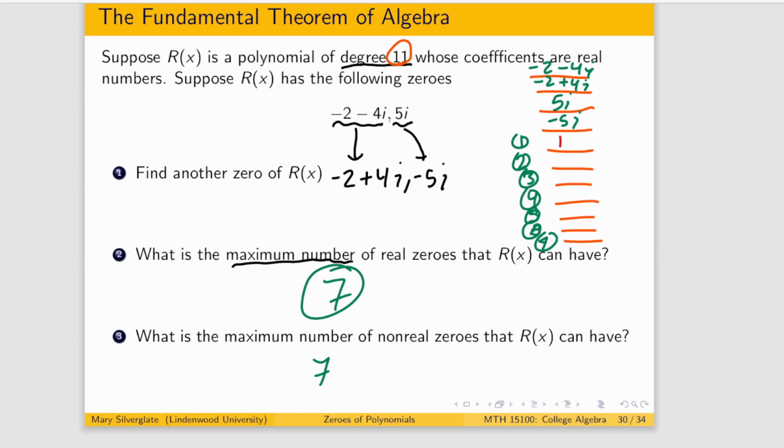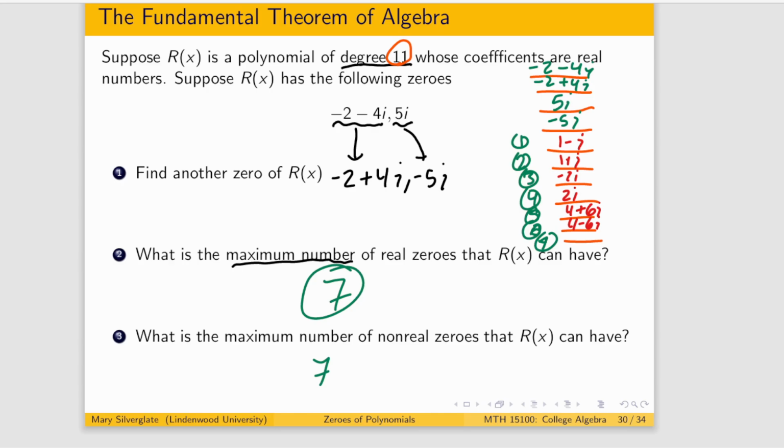So let's say we had 1 minus i as a non-real zero. What else would be? 1 plus i. Let's say I had negative 2i. What else would be a zero? 2i. Let's say I had 4 plus 6i. That would also have 4 minus 6i. And oh my gosh, I only have one more spot left.